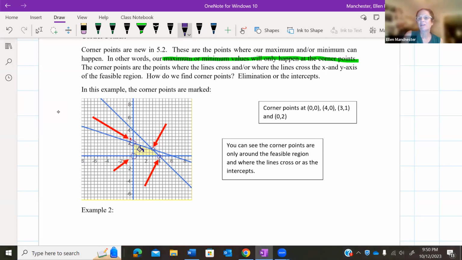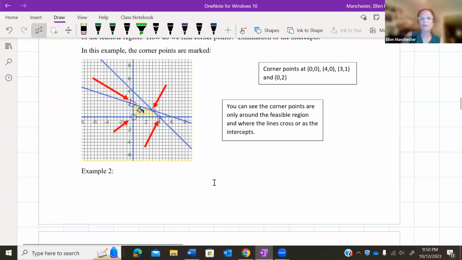Now this is a great example because there's no color. So if I said the two lines are crossing here, how do I know which two lines they are? Because we're going to have more than just two lines. We're going to have 3 and sometimes 4 lines that you have to graph. So that's where the color comes in. It helps you keep track of which intercepts you are looking at and which two lines are crossing. Okay, so those are the corner points. And it's only around the feasible region.